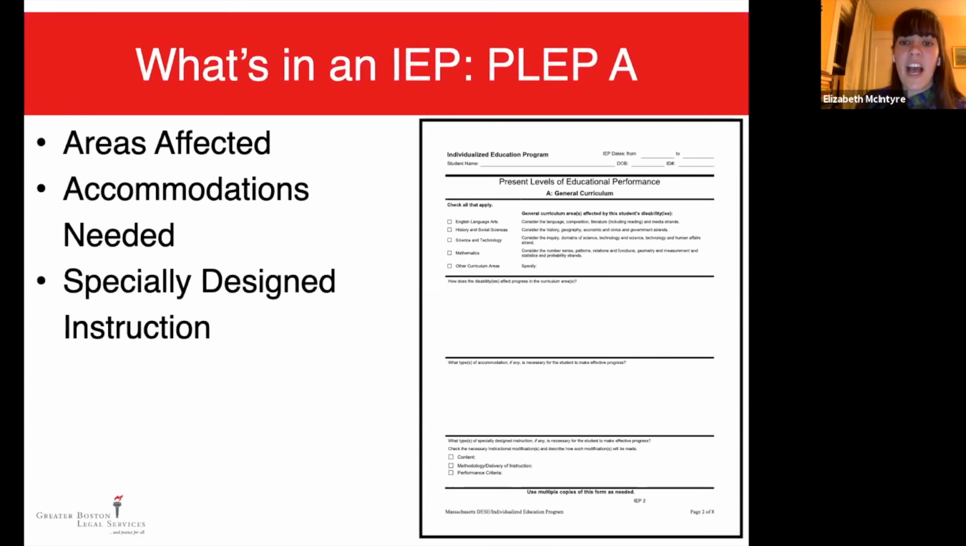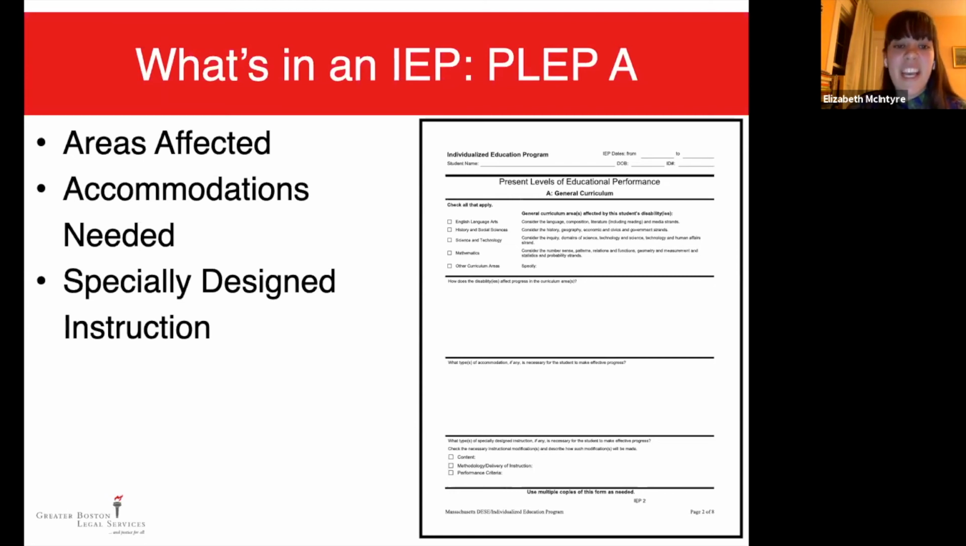The next part says, how does the disability affect progress in the curriculum areas? So this is where you say, okay, what does the student's disability look like? Maybe it looks like you tell them to write a paragraph and they tell you to go to hell because they hate writing. Or maybe it looks like you hand them a math problem and they work at it for a really long time, but are just so confused. Those are some of the ways that a disability might affect a student.